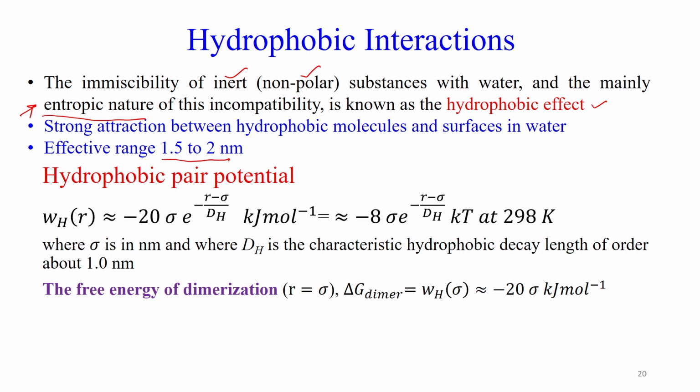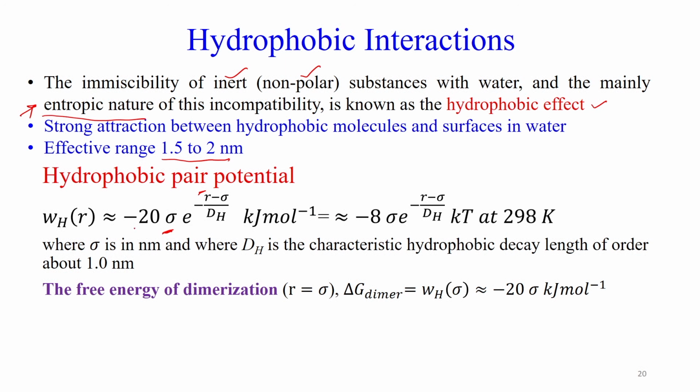So, the hydrophobic pair potential is defined as exponentially proportional to the distance and directly proportional to sigma. Sigma is the size of the molecule, and r is the interatomic distance. So, W_H, the hydrophobic pair potential, is directly proportional to sigma and exponentially proportional to r. This is in kilojoule per mole.